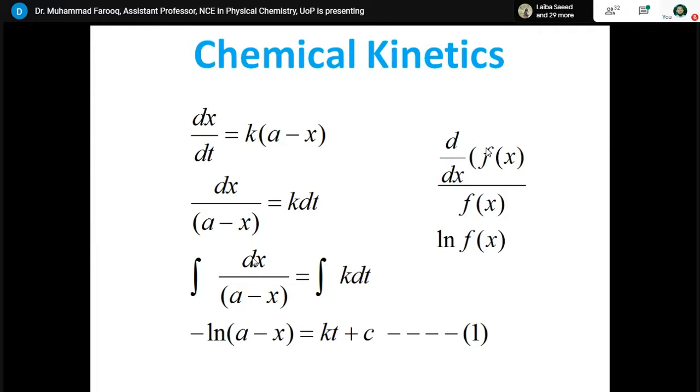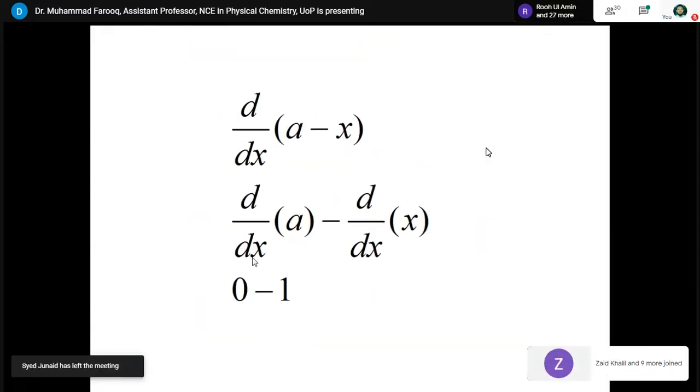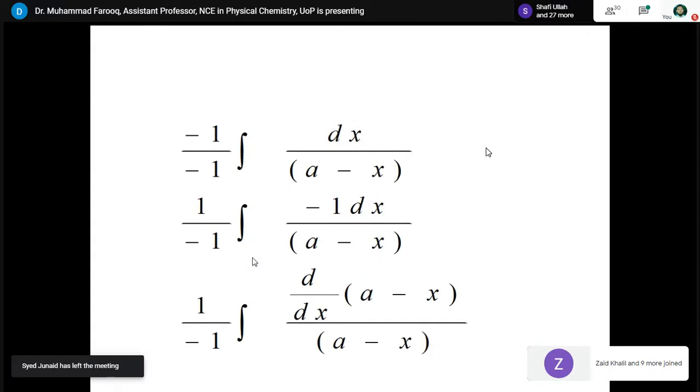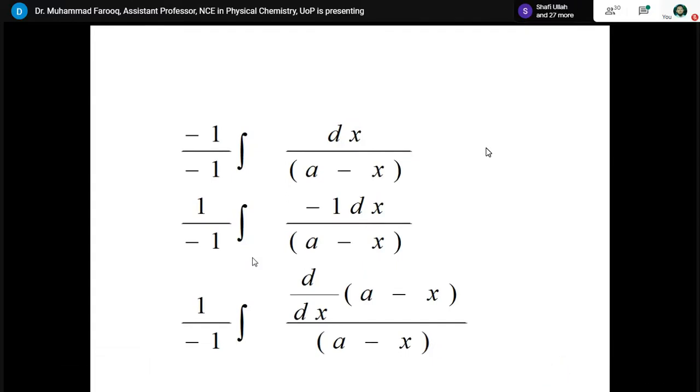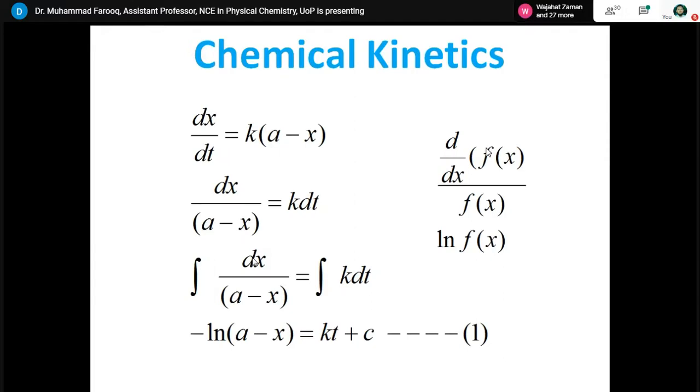Sir, what is this f? Which f? You wrote f of x; that f is just a function, a minus x, just like a minus x. This is the mathematical language. So a minus x is f of x. And instead of minus 1, I put d divided by dx of a minus x. So here I wrote d divided by dx of f of x.